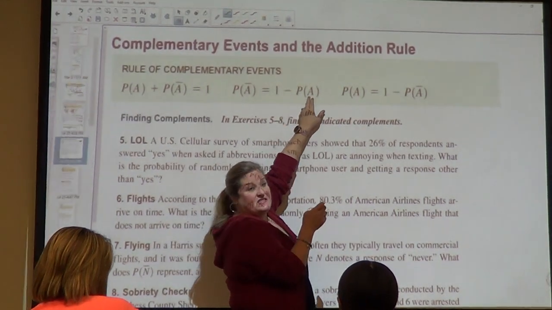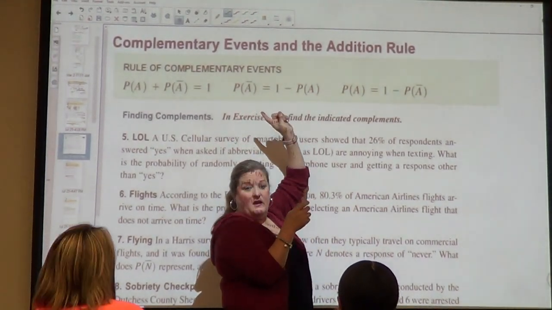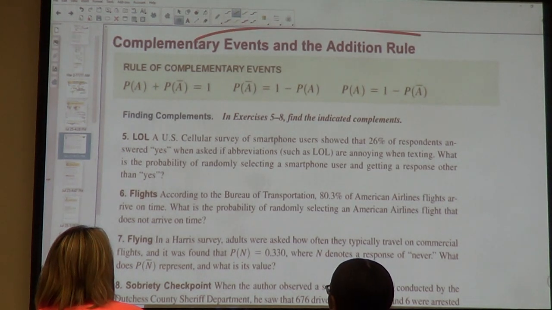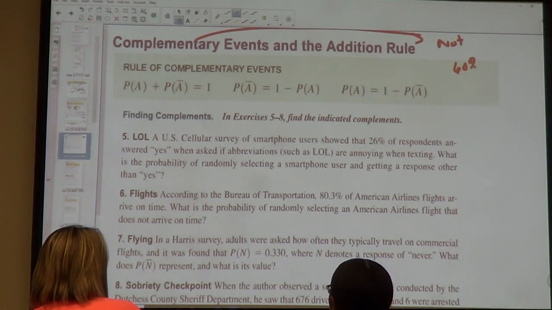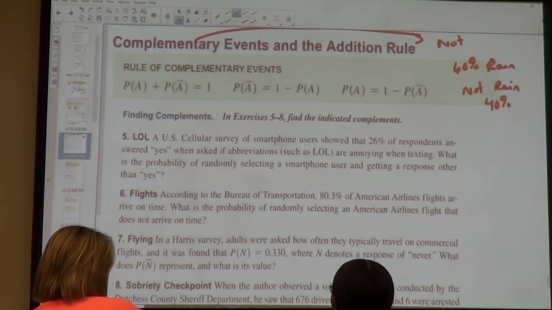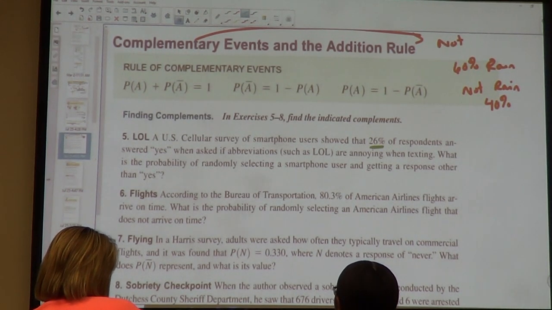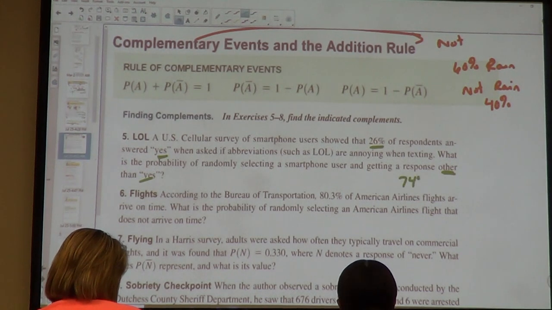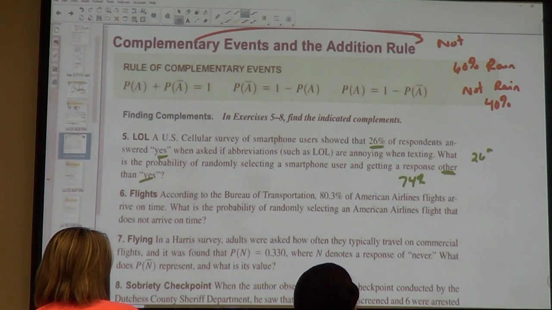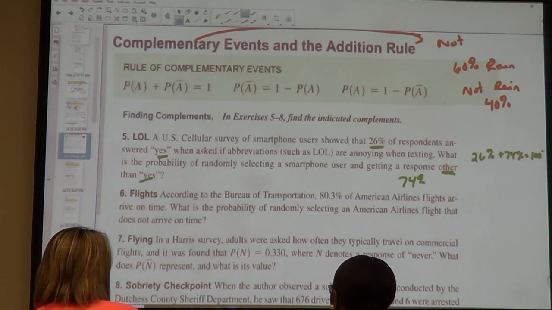And remember, the complement is the not. Remember we did 1 minus to get the complement? We just did that on Monday. Oh, yes. The complement was the not. So if it was a 60% chance of rain, then the not rain was going to be 40%. That is the complement. So this is going back to make sure you remember the complements. This says if 26% answered yes, what answered other than yes? 74%. Percentage you're going to use, because if it's percentage, 26% plus 74% equals 100%. Or 0.26 plus 0.74 equals 1.